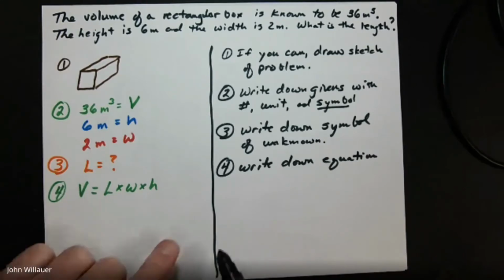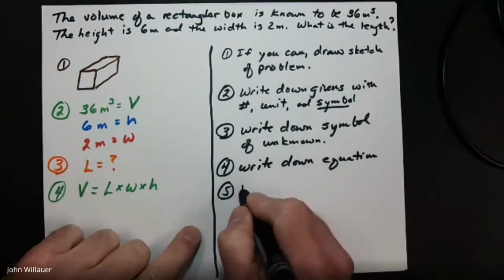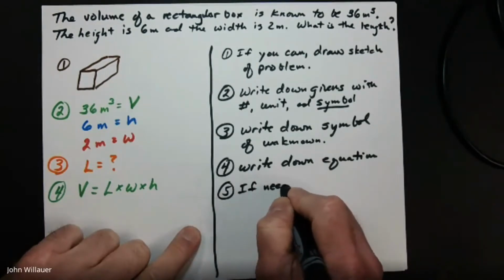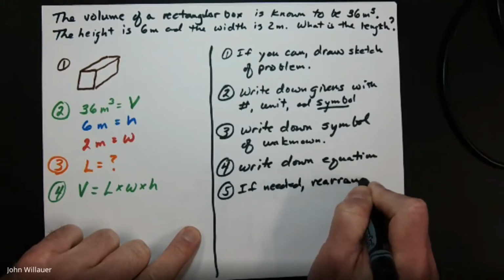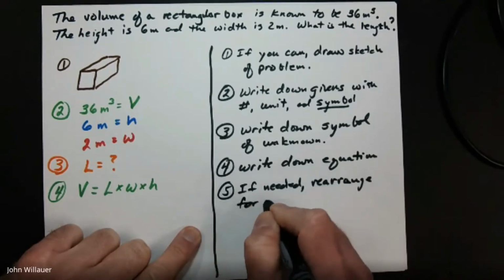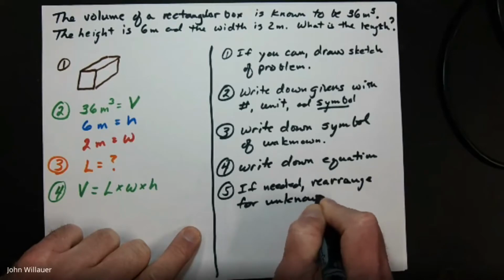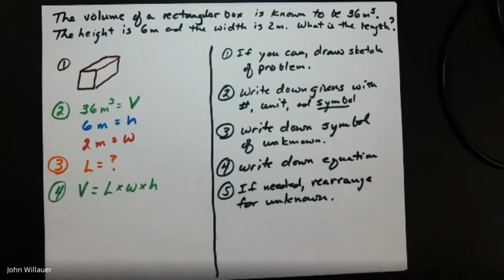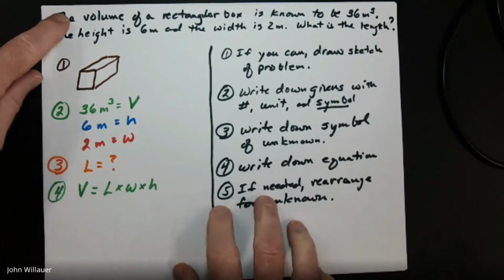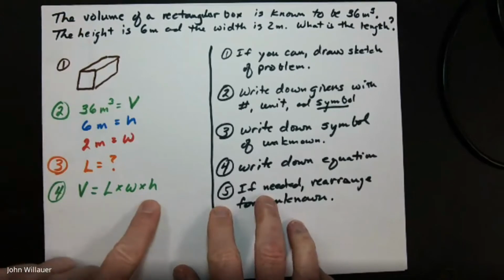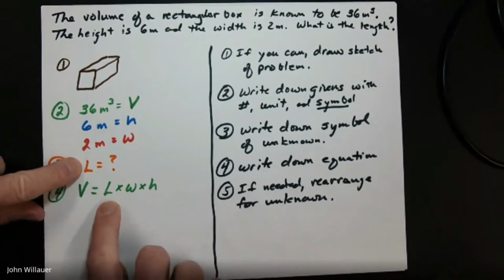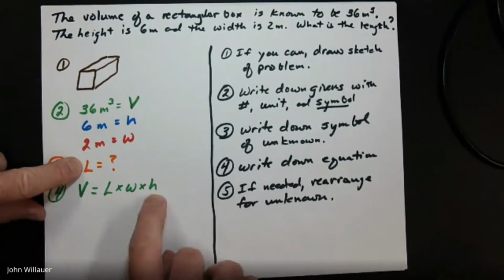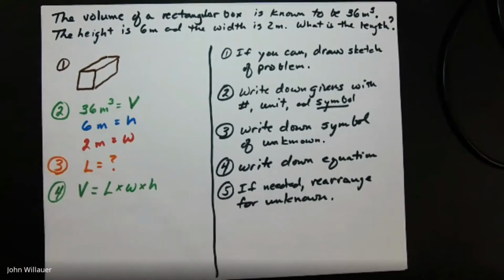So the next step is, if needed, rearrange for your unknown. So I say if needed. If this question had asked you, what is the volume, and this is your equation, I wouldn't have to rearrange that because volume's all by itself. But in this case, I'm looking for the length. The length is with some other things here, so I need to get length all by itself.